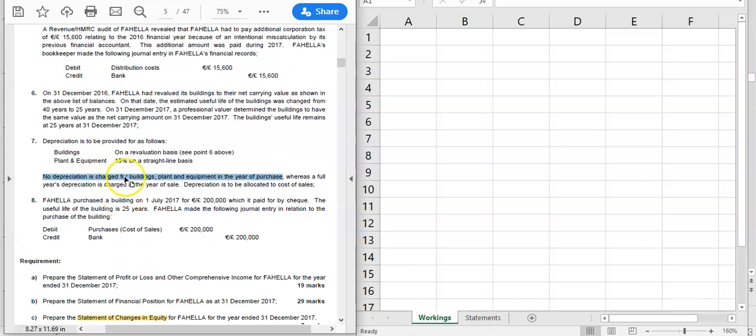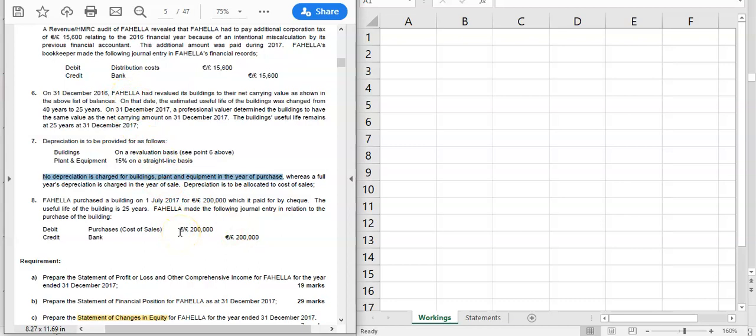And last but not least then, note 8. Purchased a building halfway during the year, which is paid by cheque. The useful life of the building is 25 years, and they've debited purchases, even though they bought a building. So actually, 6, 7, and 8 have to be all done together, because if you didn't debit property, plant, and equipment, you wouldn't have depreciated.